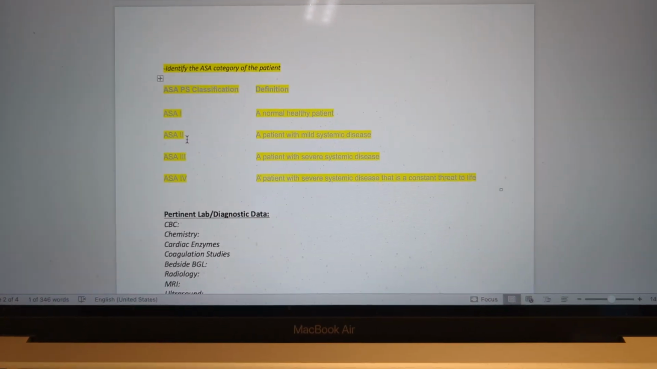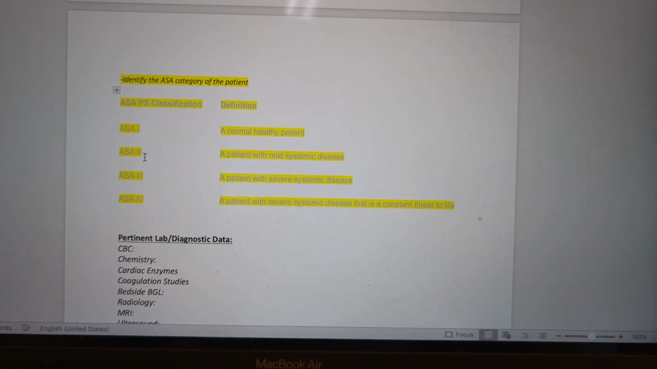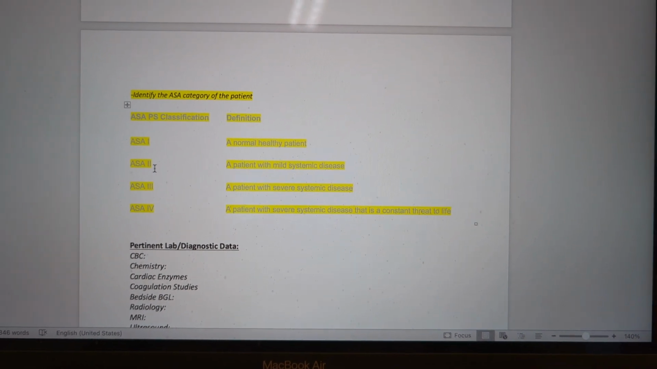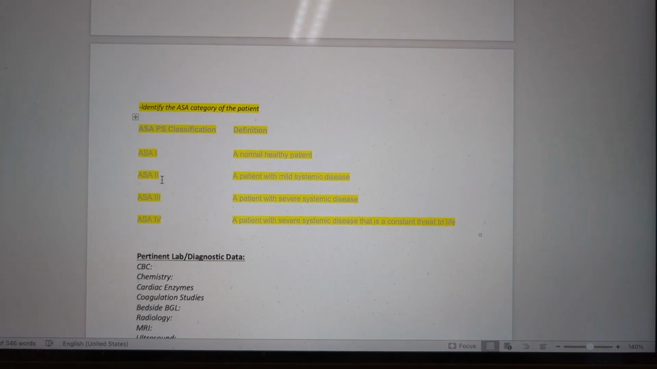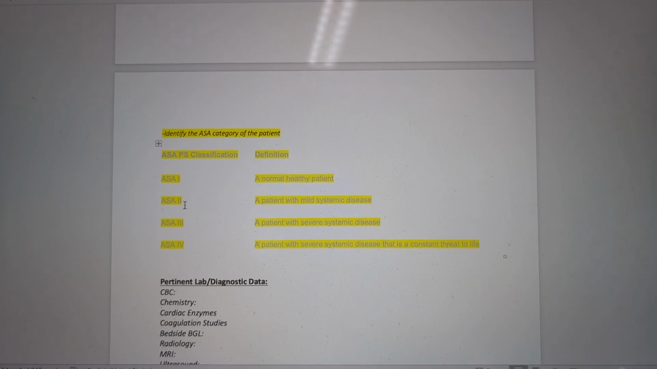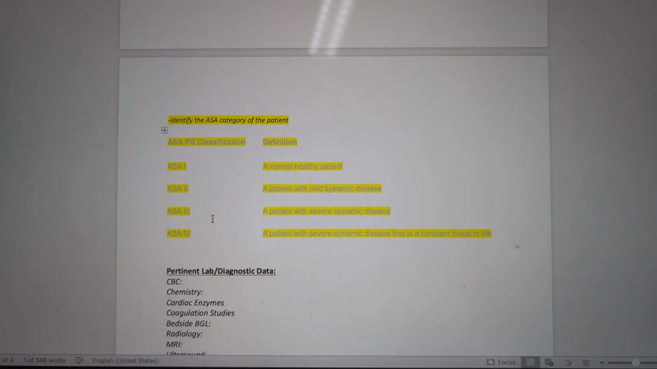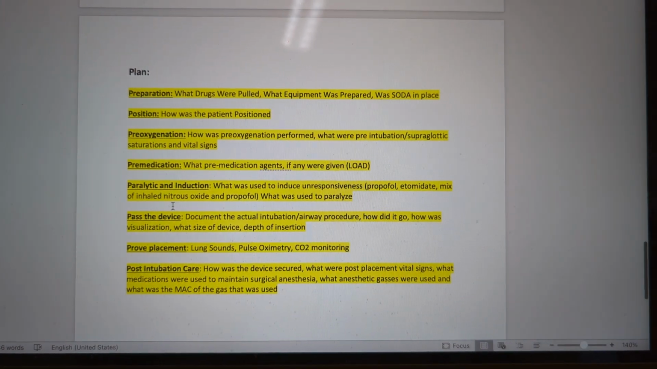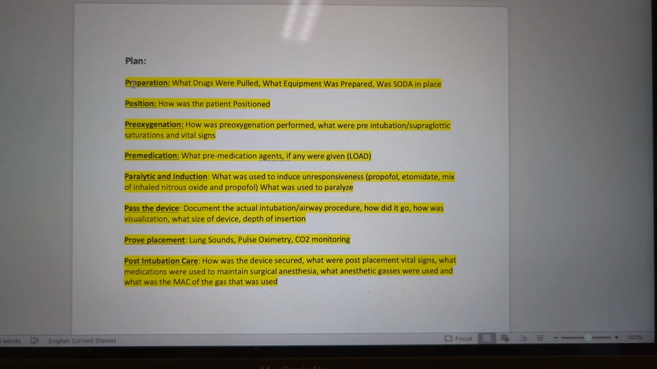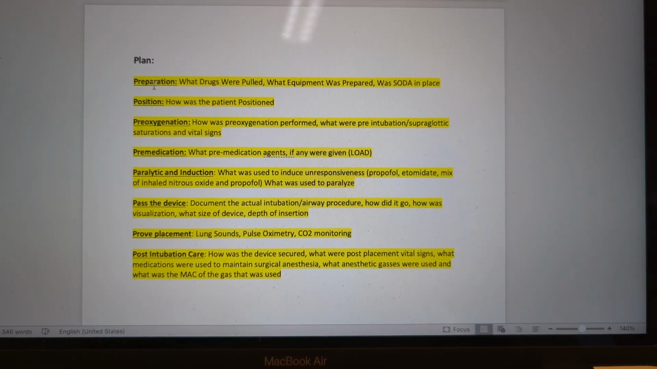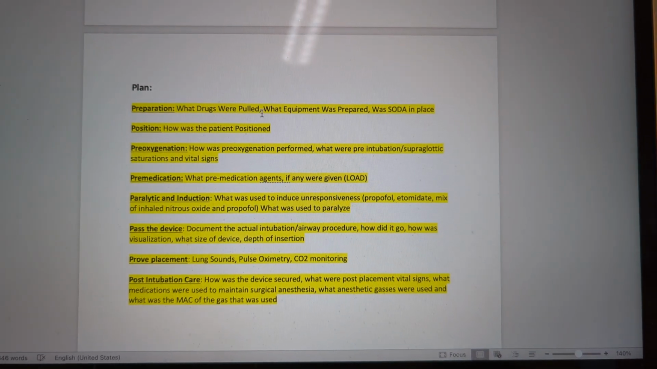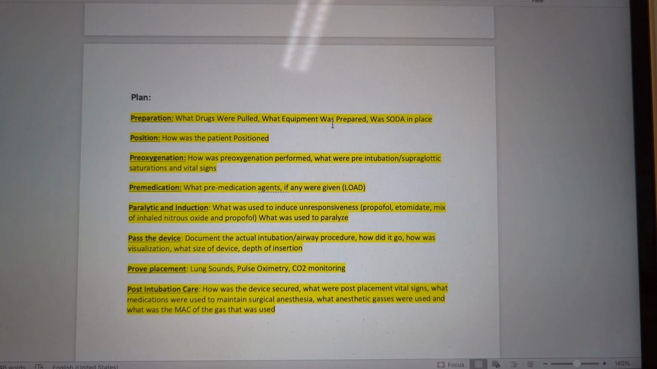And again, this is important because this helps you understand that there may be a higher risk for certain perioperative complications, often due to anesthesia, right? And this can help you anticipate some of those problems. All right, so that's the same information there. And then under the plan, under charting your plan, I want you to follow the PEAS format. So you need to document: how did you prepare? What drugs did you pull up? What were the dosages? What equipment was prepared, right?